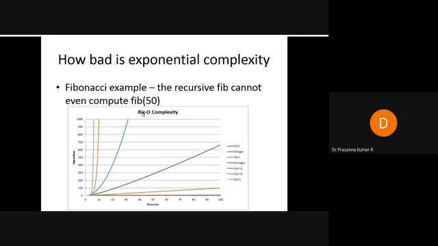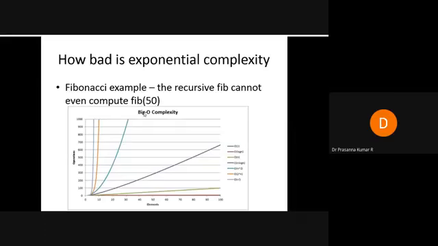First of all, let's go for the exponential complexity. If you want to compute a Fibonacci series up to some 50 terms, I think it is really tough to do. Your calculators or your computers may not be in a position to compute the Fibonacci series up to 50. Here we show the big O notation, and as I told you, it represents the upper bound of how long the runtime of an algorithm is.